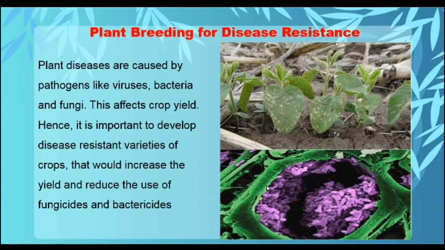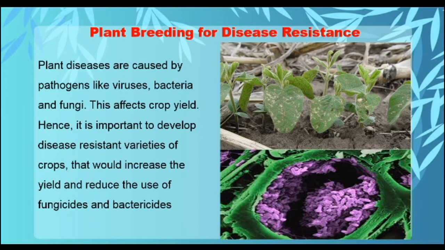Look at the diagram. This is the plant, affected by bacteria or by a virus. The plant cells seem to be like this. What will happen? It disturbs the yield and the process of photosynthesis. So this affects the crop yield. Virus, bacteria and fungi affect the crop leaf. Hence it is important to develop disease resistant crop varieties that would increase the yield and reduce the use of fungicide and bactericide.